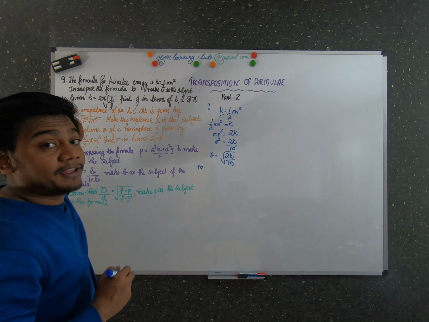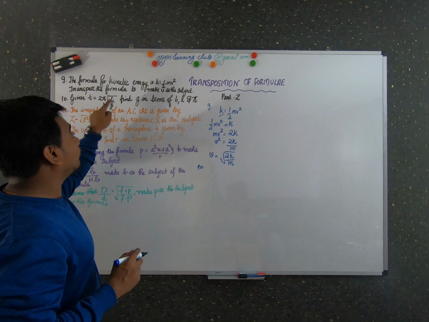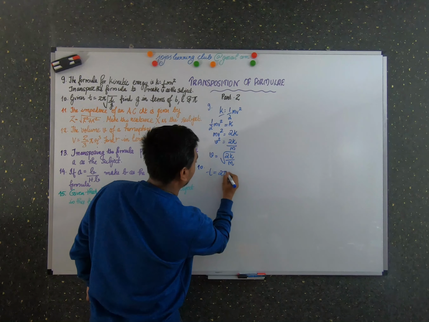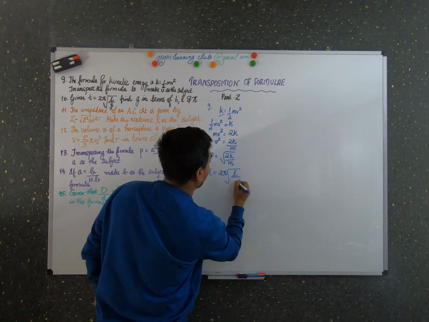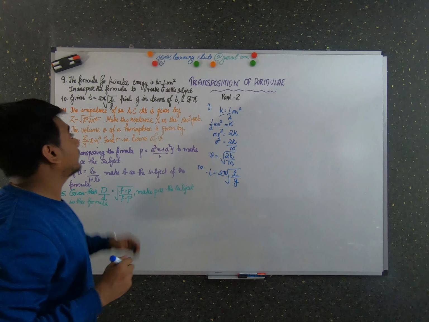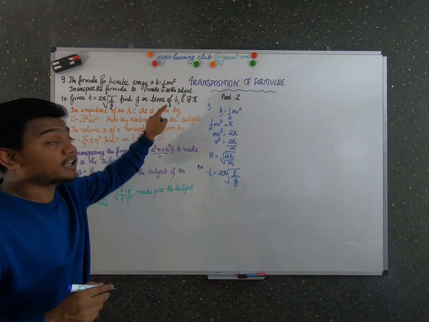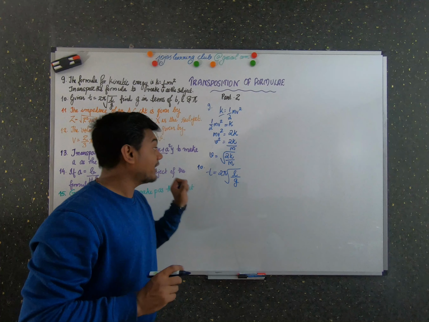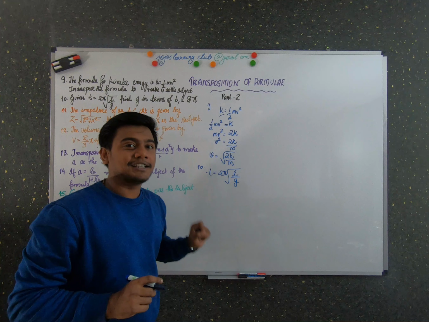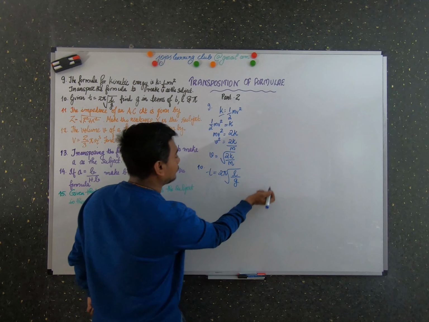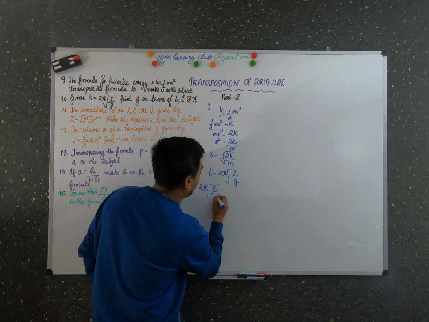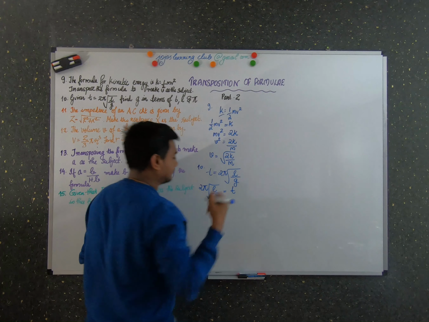What is the 10th problem? Given that T is equal to 2 pi into root of L by G. Find G in terms of T, L and pi. So I have to find G in terms of T, L and pi. For that I'm going to rewrite the equation: 2 pi into root of L by G is equal to T.